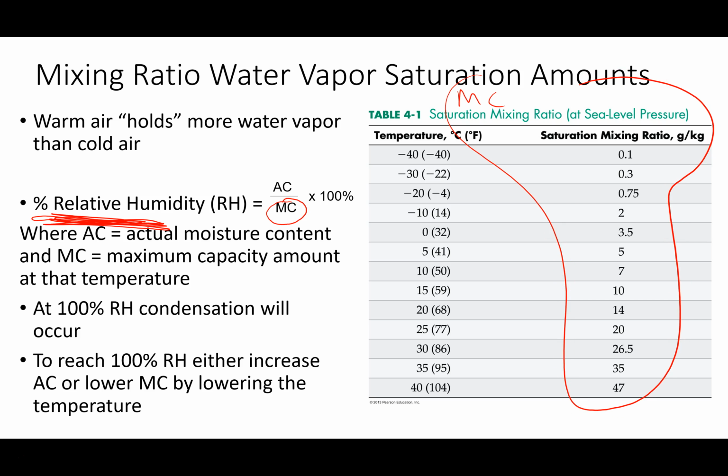Notice that we said that warm air holds more water vapor than cold air. Up here you're looking at 0.1 grams of water per kilogram of dry air, and here you're talking about 47 grams of water vapor per kilogram of dry air. So warm air holds more water vapor. These values are from the table you're going to use for your maximum amount of water vapor. And if your actual is near your maximum, then you're going to push 100% relative humidity. The closer you are to 100% relative humidity, the more likely condensation is to occur.